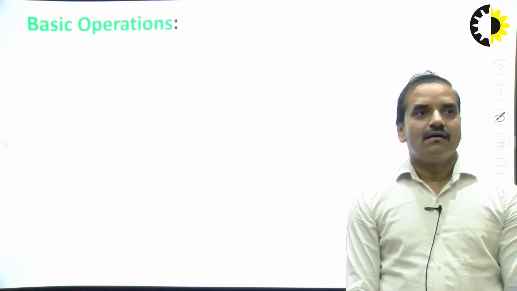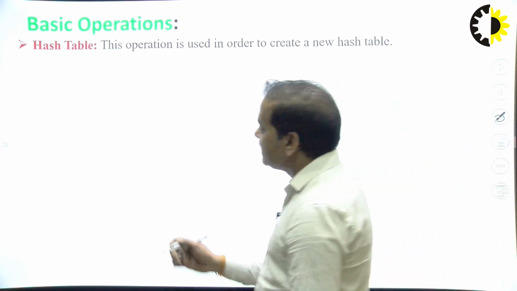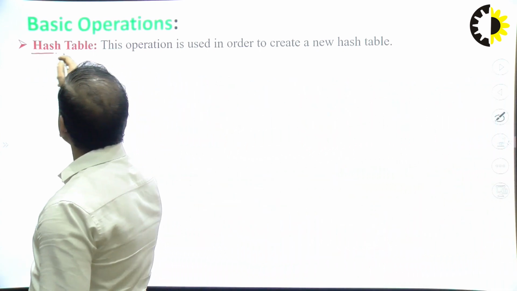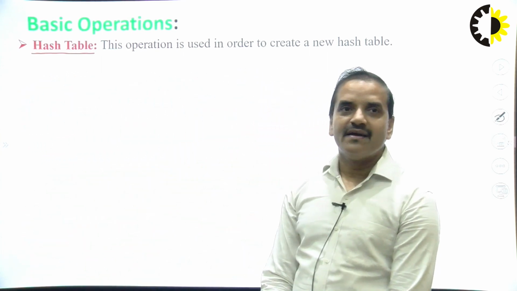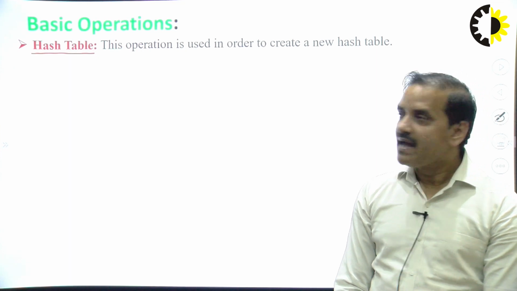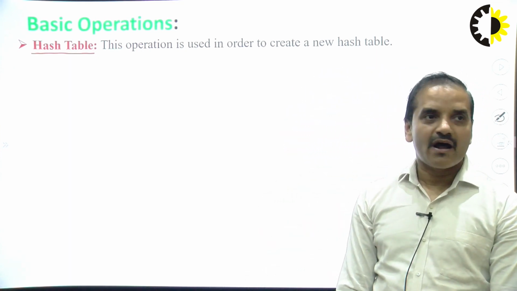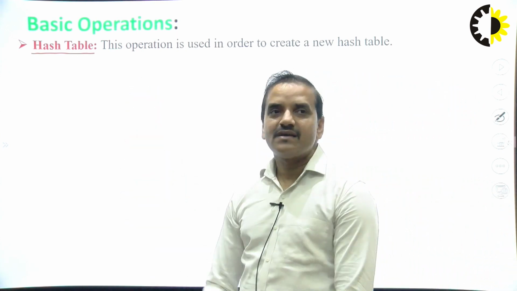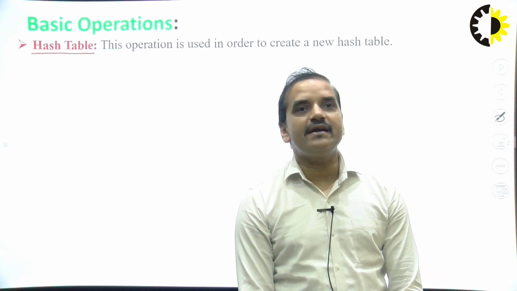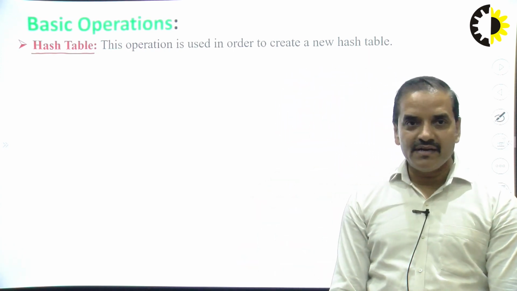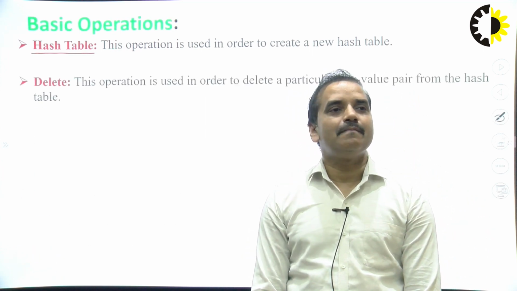The next is basic operations. In the basic operations, the first operation is the hash table. This is the main data structure in which we store data or retrieve data, and any operation may be applied on the given hash table. This operation is used in order to create a new hash table. That means we create a new data structure by using the hash table method.